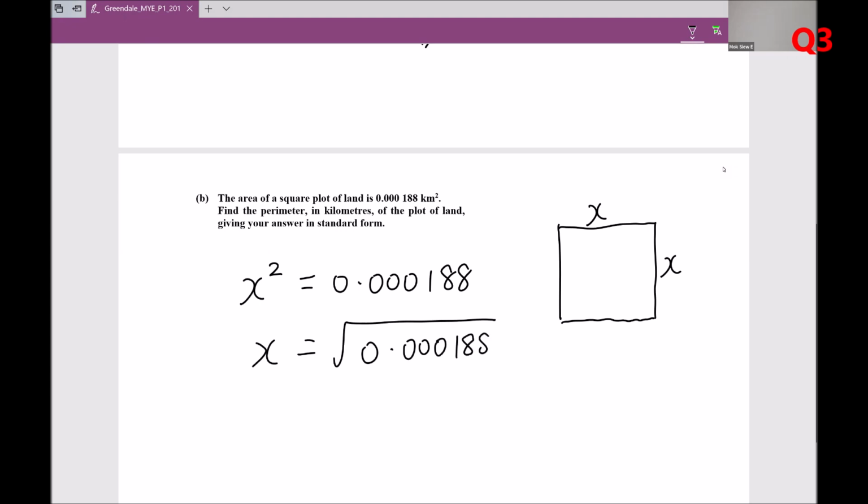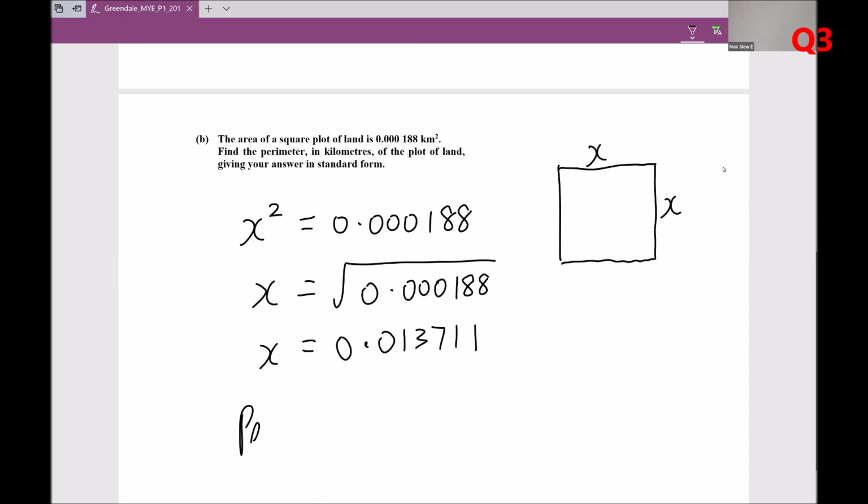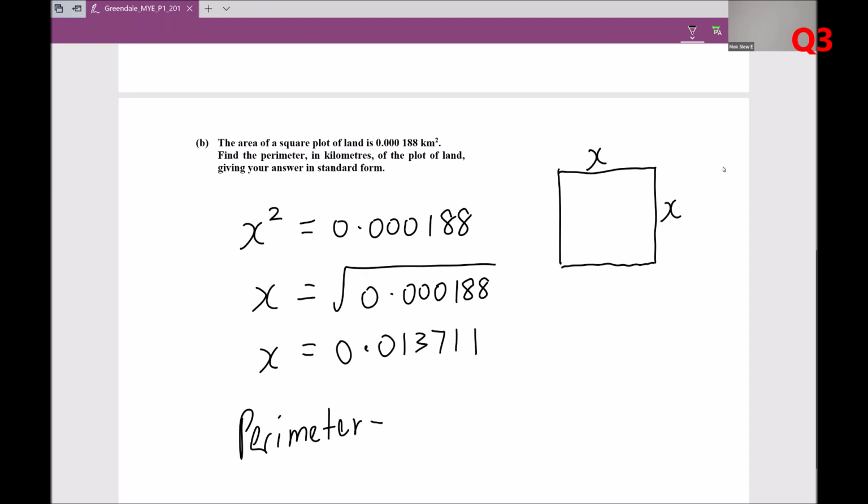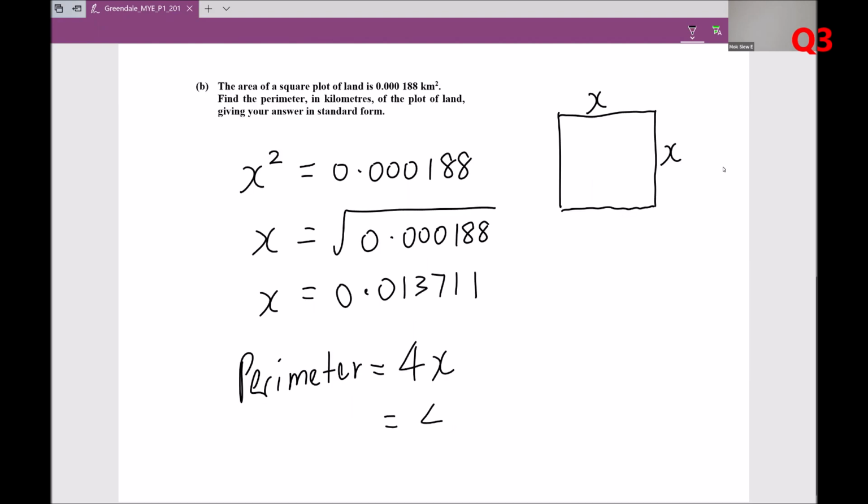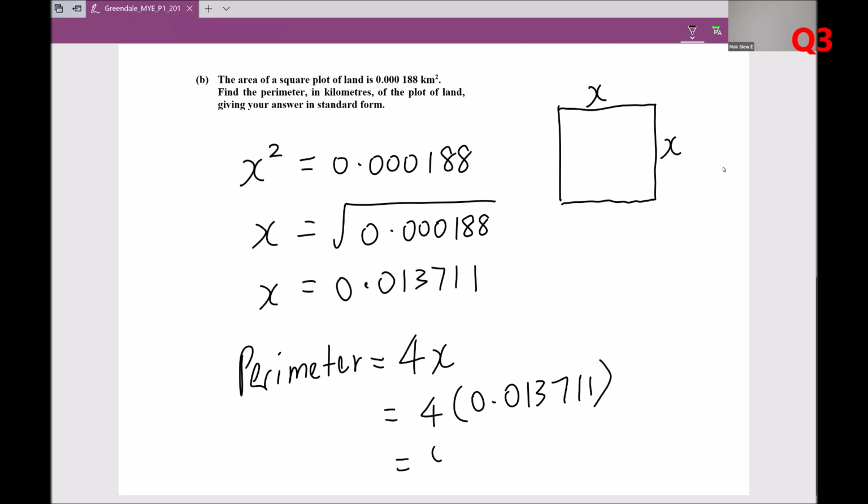So x will be square root of 0.000188, which will give us 0.013711. And we want to find the perimeter. Perimeter means it's a length that goes round the square, which means 4 times of x, which will be 4 times of 0.013711, and that will give us 0.054844 kilometers.